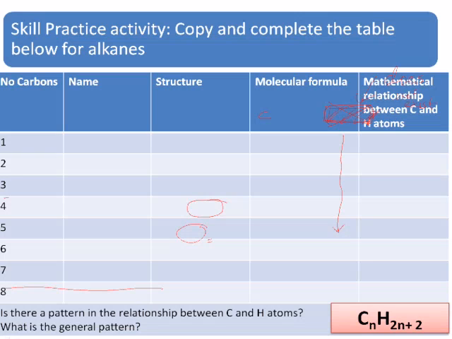As a skill practice activity, what I want you to do, guys, is copy this table. This table has 5 columns, and you need a 5-column table. You might have to turn your paper or your notebook into a landscape format. You draw this table here. When you've drawn the table, I want you to name the first 8 alkanes.